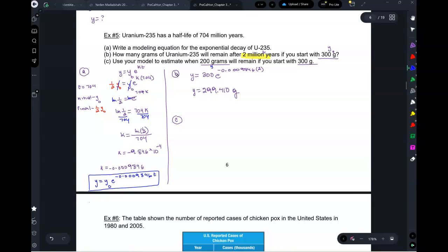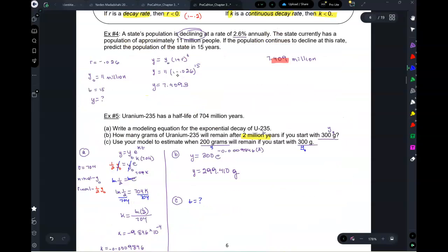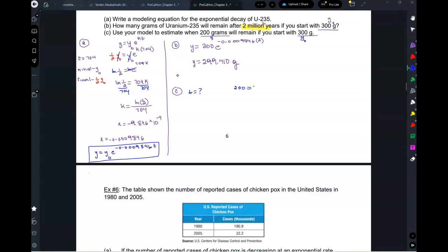Okay, C. Use your model to estimate when 200 grams will remain if you start with 300. So this time I'm given y and I'm given y naught, and I need to find t. So 200 is equal to 300 e to the negative 0.0009846 times t. First I'm going to divide by 300. So 2/3 is e to this number. Now what do we do? Take the ln of both sides. So ln of 2/3 is equal to the k t. So t is ln of 2/3 over this.